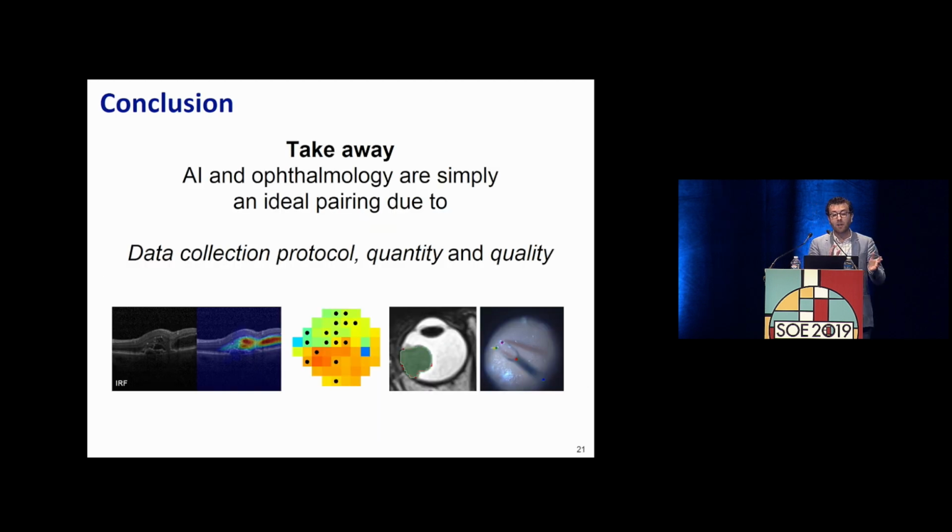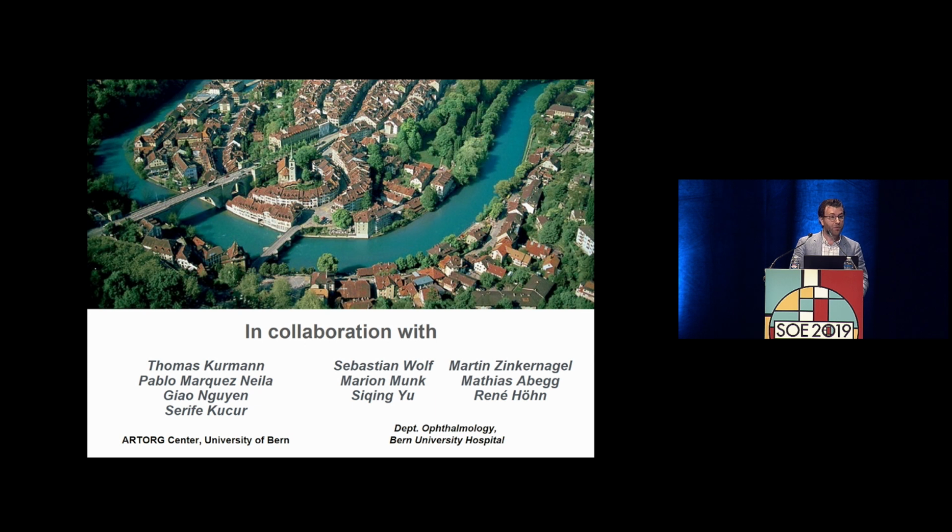So the takeaway that I'd like to finish up on here is really that from a data science point of view, AI and ophthalmology are really an ideal pairing. And that's because the data protocol to acquire images is very standardized and very nicely organized. And this allows and gives way to huge amounts of data of high quality. And this is not just for OCT or fundus photography, but actually spans much wider ophthalmology cases as well. And with that, I'll wrap up, and I'd be happy to answer any questions that you may have.